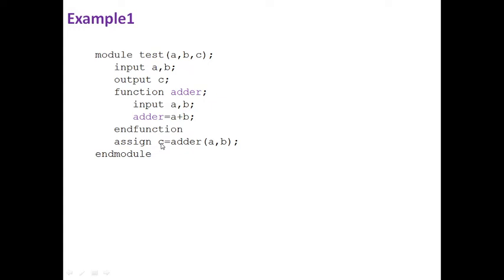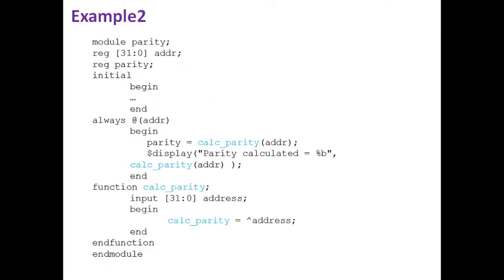Okay, so what is happening inside it? Let me take this as an example. When the function is declared, for example, here calc parity is my function. So this is my function name with argument. During the function declaration, a register, calc parity, is used with the same name as my function. What is my function name? It is calc parity, my function name or function identifier, and this calc parity is equal to XOR of address.